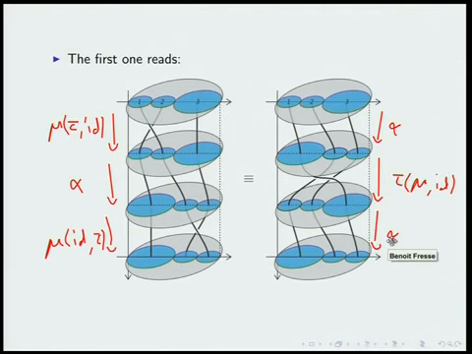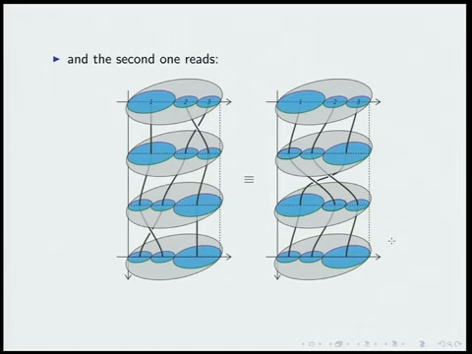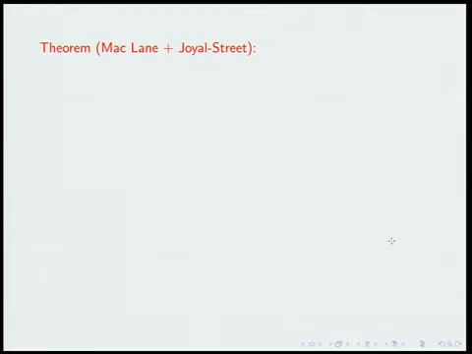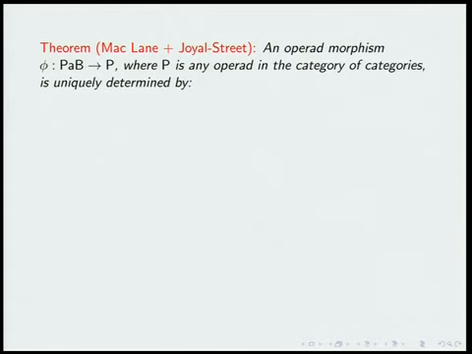So this is one hexagon relation, and the second hexagon reads as follows. What I claim is a kind of combination of Mac Lane's coherence theorem and Andreas' strict definition of braided monoidal categories. So it's an operadic version of these theorems. First point, I'm looking at an operad morphism phi from PAB to P. P is any operad in this statement. I can assume that P is the endomorphism operad of some category.